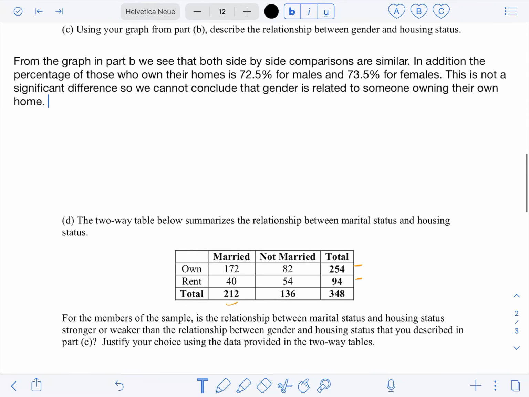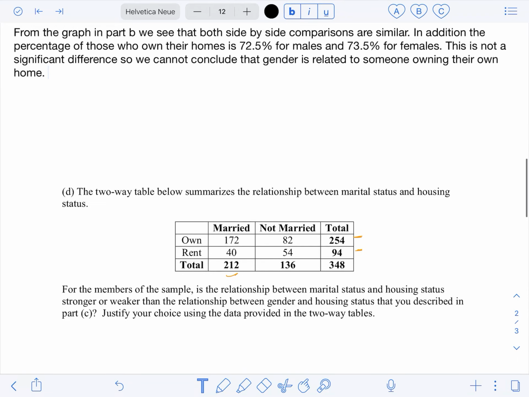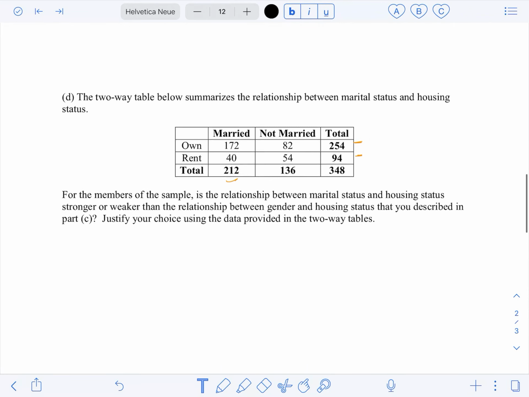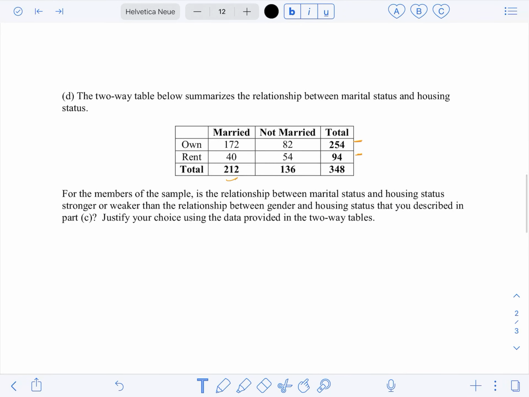Okay. All right. So question number 3, or C, that's what it was really asking for. We looked at those differences. We were like, okay, that's 72%, that's 73%. We can't conclude that gender is related to somebody owning their own home. We're not looking for cause and effect here. These graphs don't give us any cause and effect. This isn't an experiment that tells us cause and effect. This is just a survey finding out if they own their home, if they're married or not married.